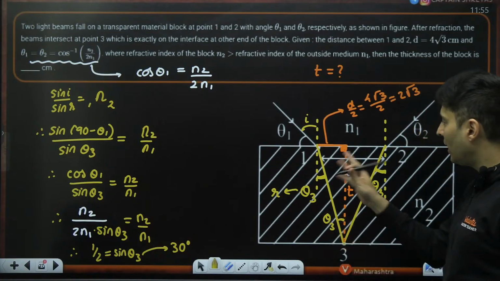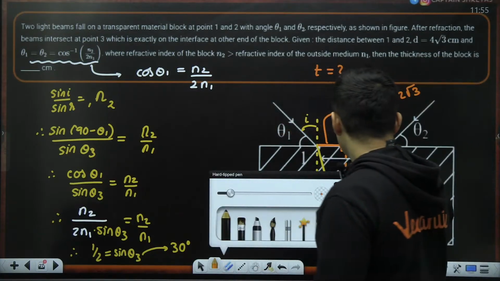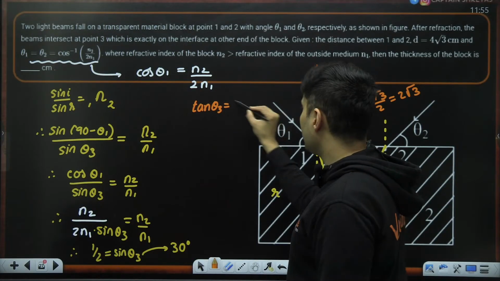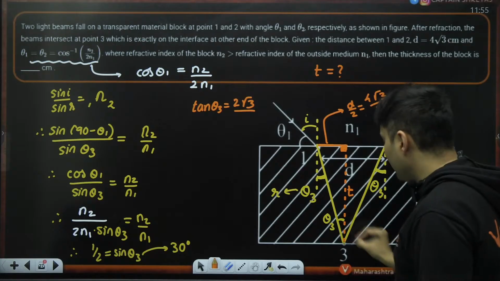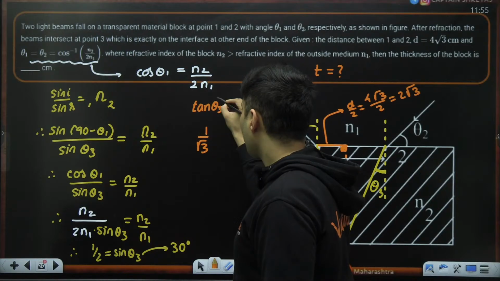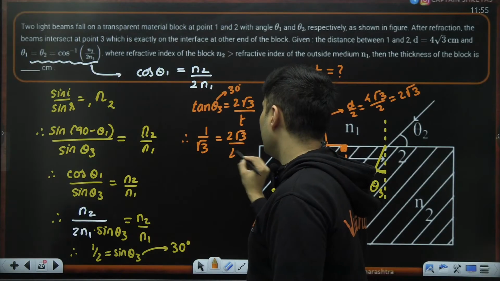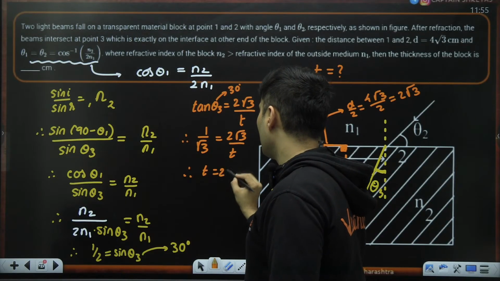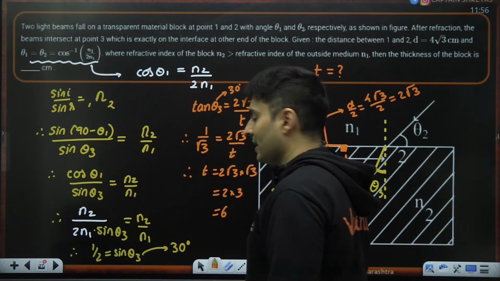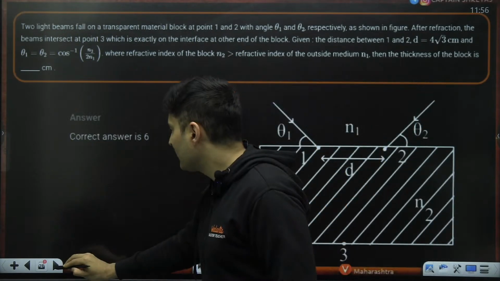So if the angle is known, I can immediately find this height by using trigonometry now. Just write tan theta 3. Opposite side is 2 root 3. Adjacent side is that thickness. This is 30 degrees, so tan 30 is 1 by root 3. So 2 root 3 by t. Take thickness on the other side. So 2 root 3 multiplied by root 3, which is 2 into 3, which is 6 centimeters. So the answer is 6 centimeters.